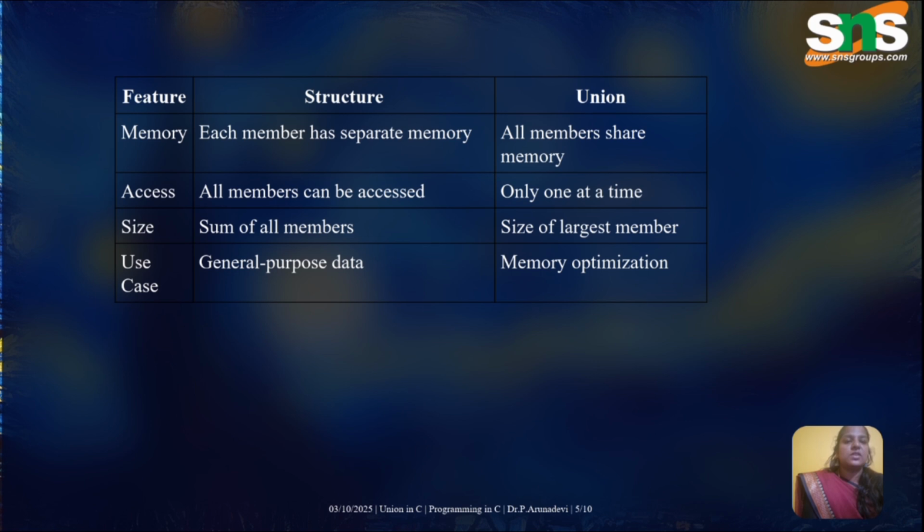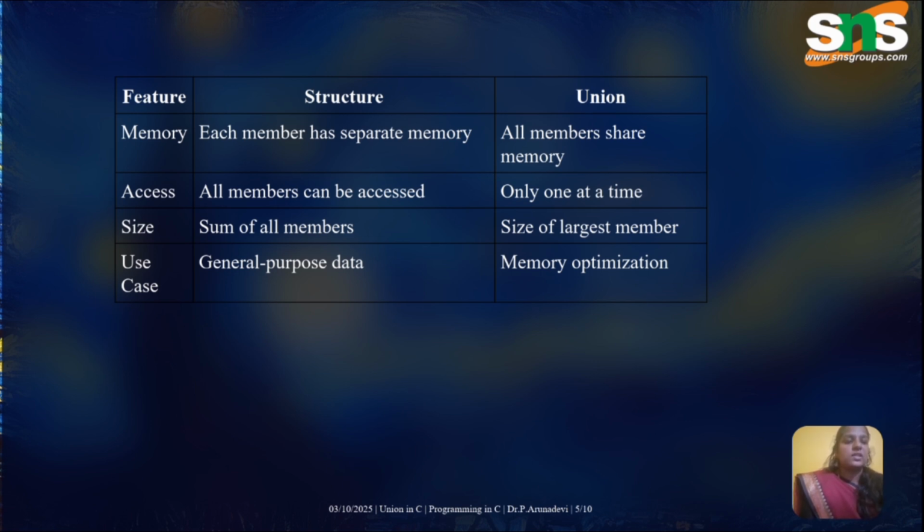Union versus structure. In a structure, each member has separate memory. In a union, all members share the memory. In a structure, all members can be accessed. In a union, only one at a time. In a structure, the size is the sum of all members. In a union, the size of the largest member. A structure is for general purpose data, a union is a memory optimization.